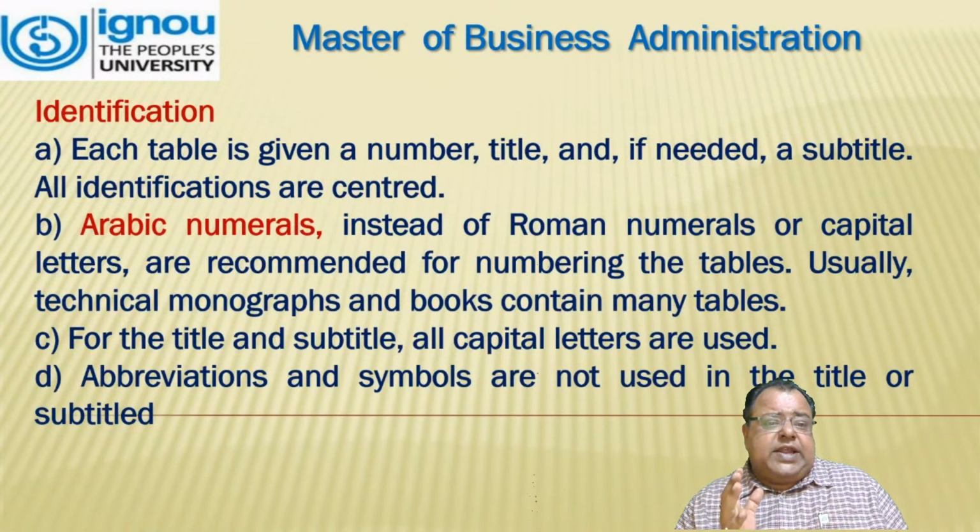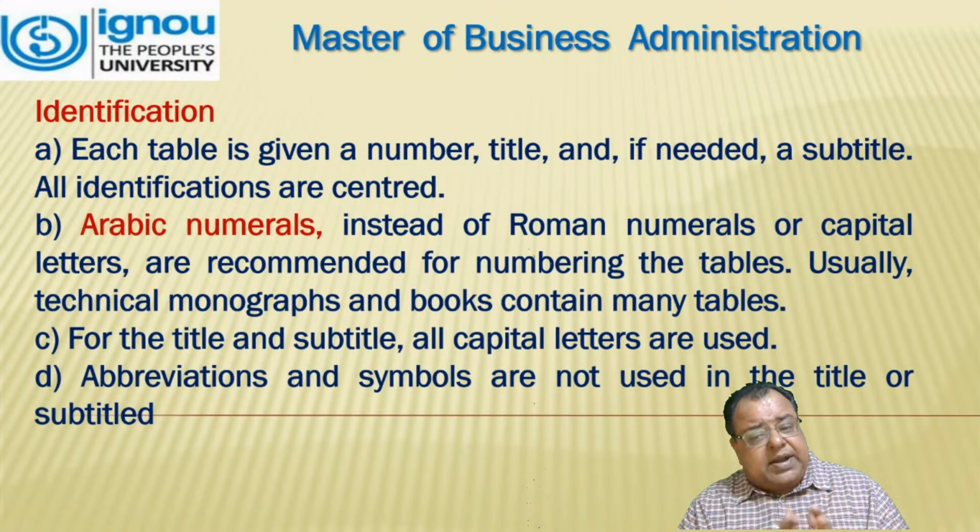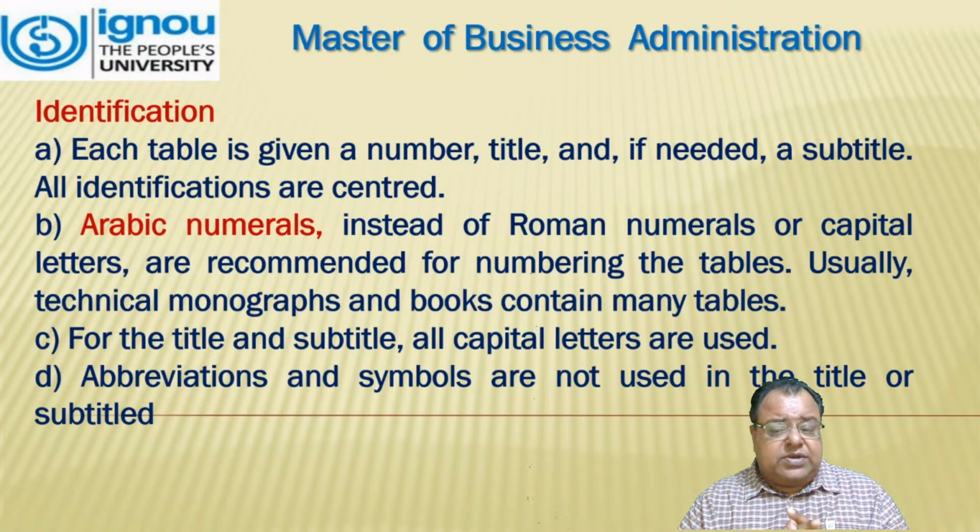Identification. Each table is given a number title and, if needed, a subtitle. All identifications are centered. Arabic numerals, instead of Roman numerals or capital letters, are recommended for numbering the tables. Usually, technical monographs and books contain many tables. For the title and subtitle, all capital letters are used. Abbreviations and symbols are not used in the title or subtitle.